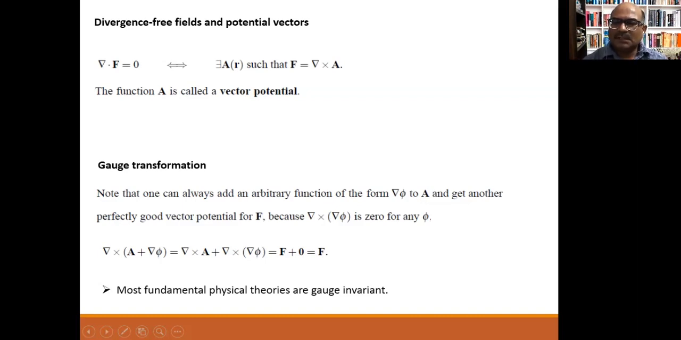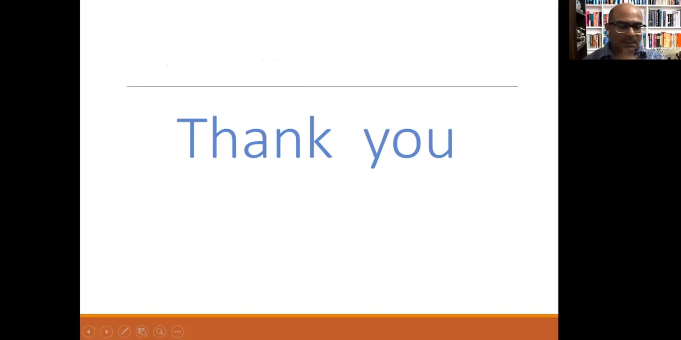Gauge transformation: in some problems, one can always add an arbitrary function of the form del phi to A and get another perfectly good vector potential for f. So del cross del phi is 0 for any phi, and you can see the resultant is f. Most fundamental physical theories are gauge invariant.